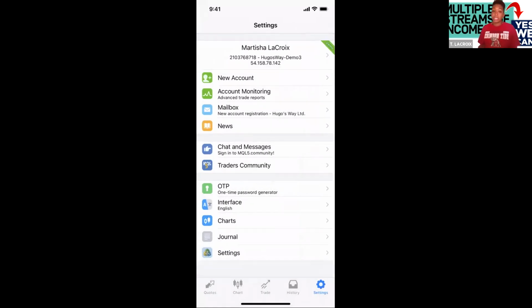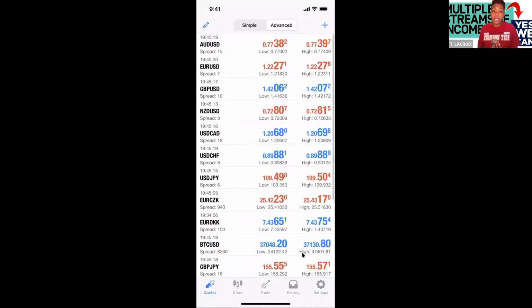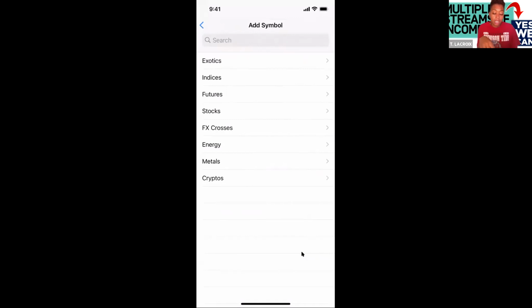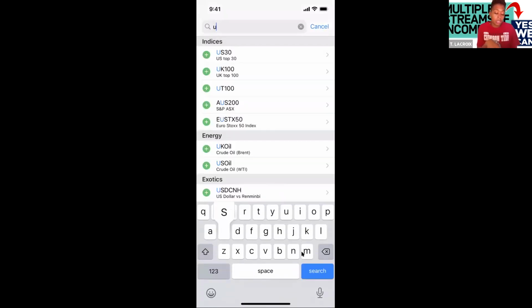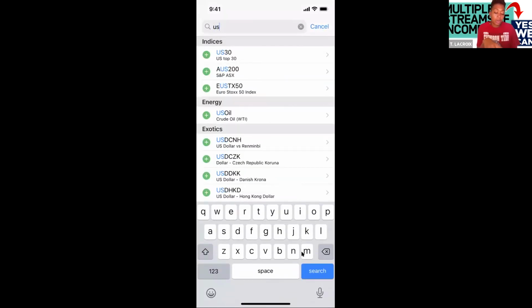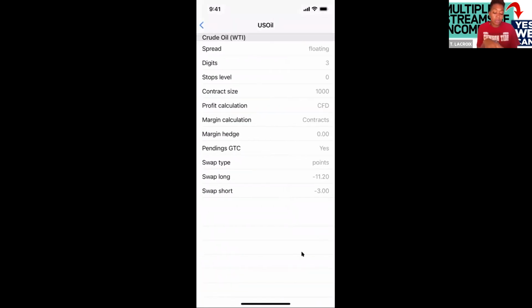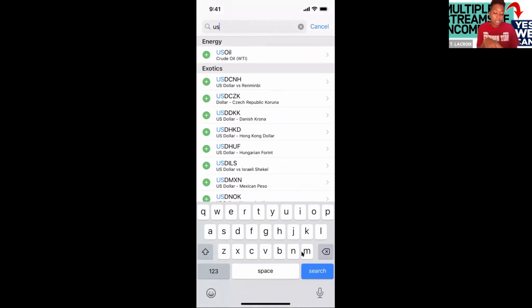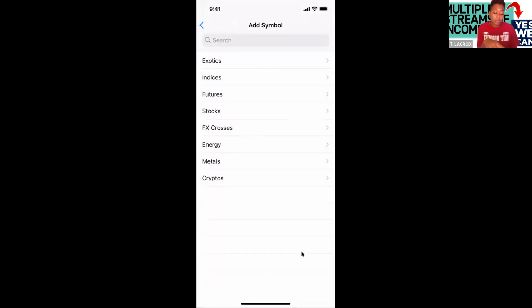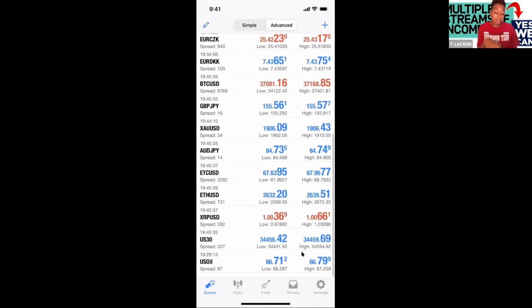So now on this screen, you're going to see the quotes. This tells me all the pairs. To add a pair, just hit the little plus sign. So you can actually search for, I can put USD. And if I'm looking for something, like I want US 30 on there, I want oil because I do trade oil too sometimes. Add that on there, cancel, go back, and now it's added on the bottom.